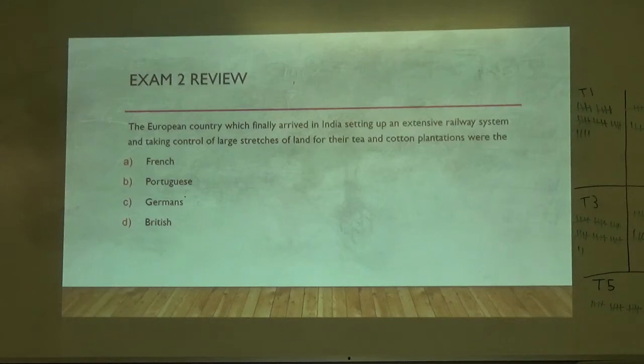Alright, the European country which finally arrived in India, setting up an extensive railway system and taking control of large stretches of land for their tea and cotton plantations were, is it A, the French, B, the Portuguese, C, the Germans, or D, the British?